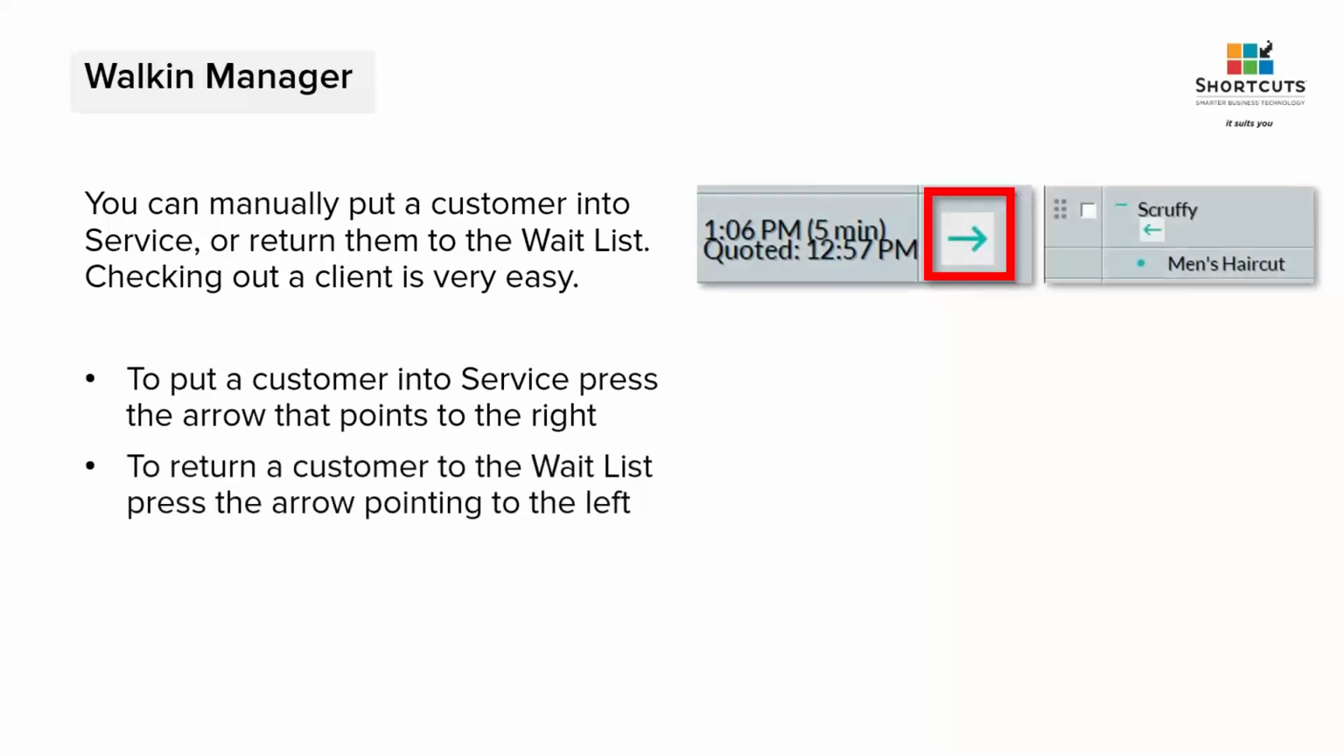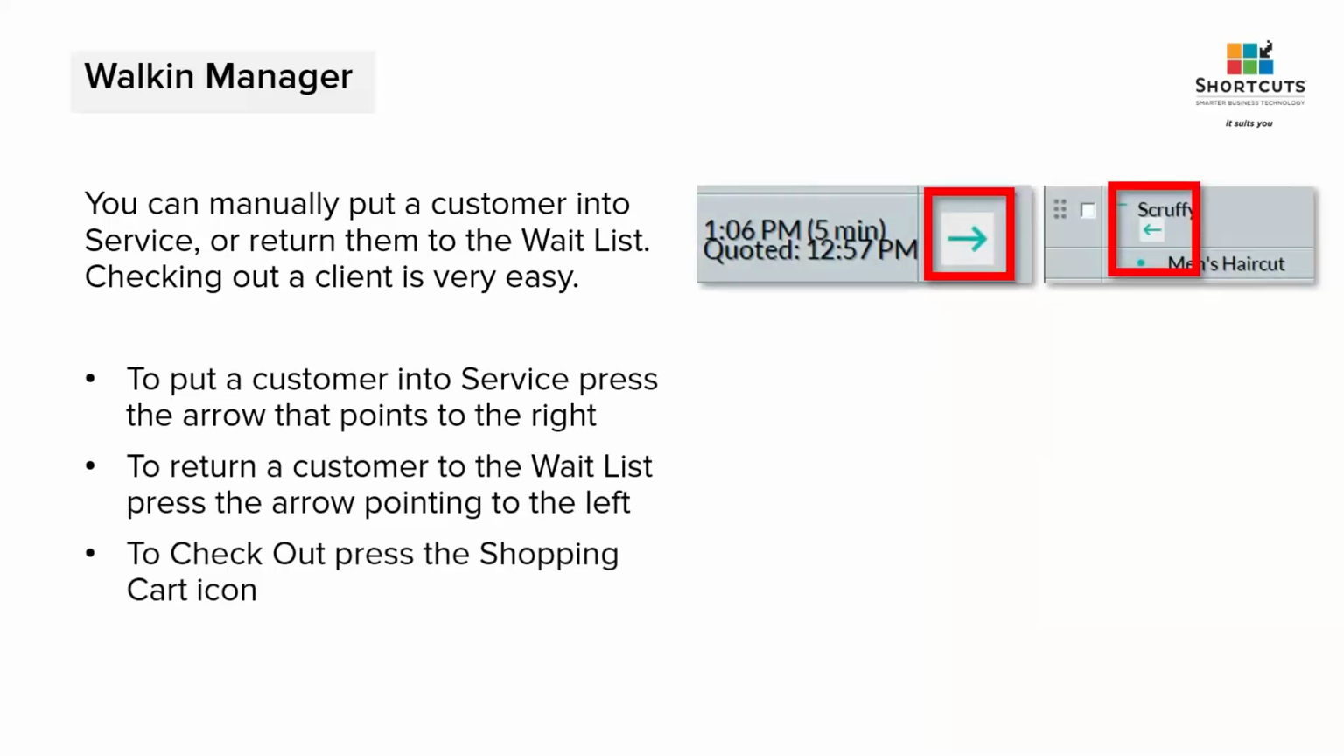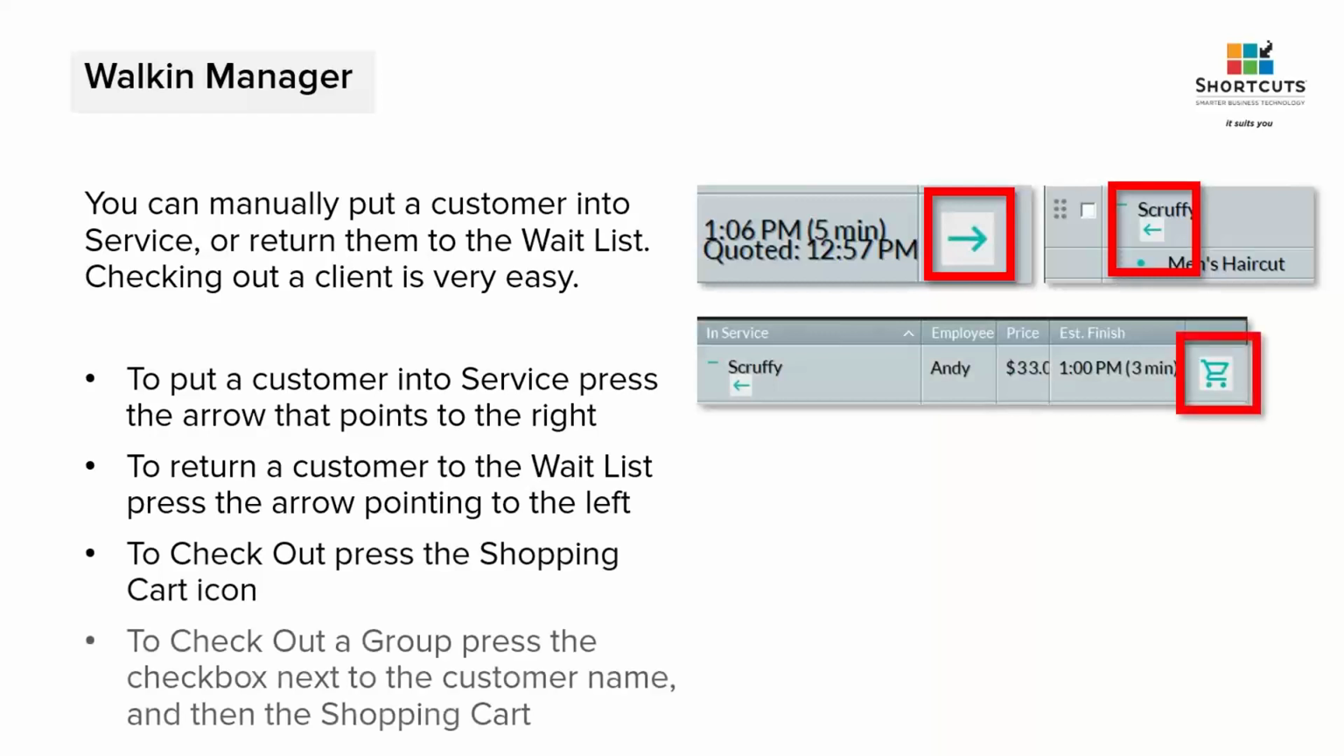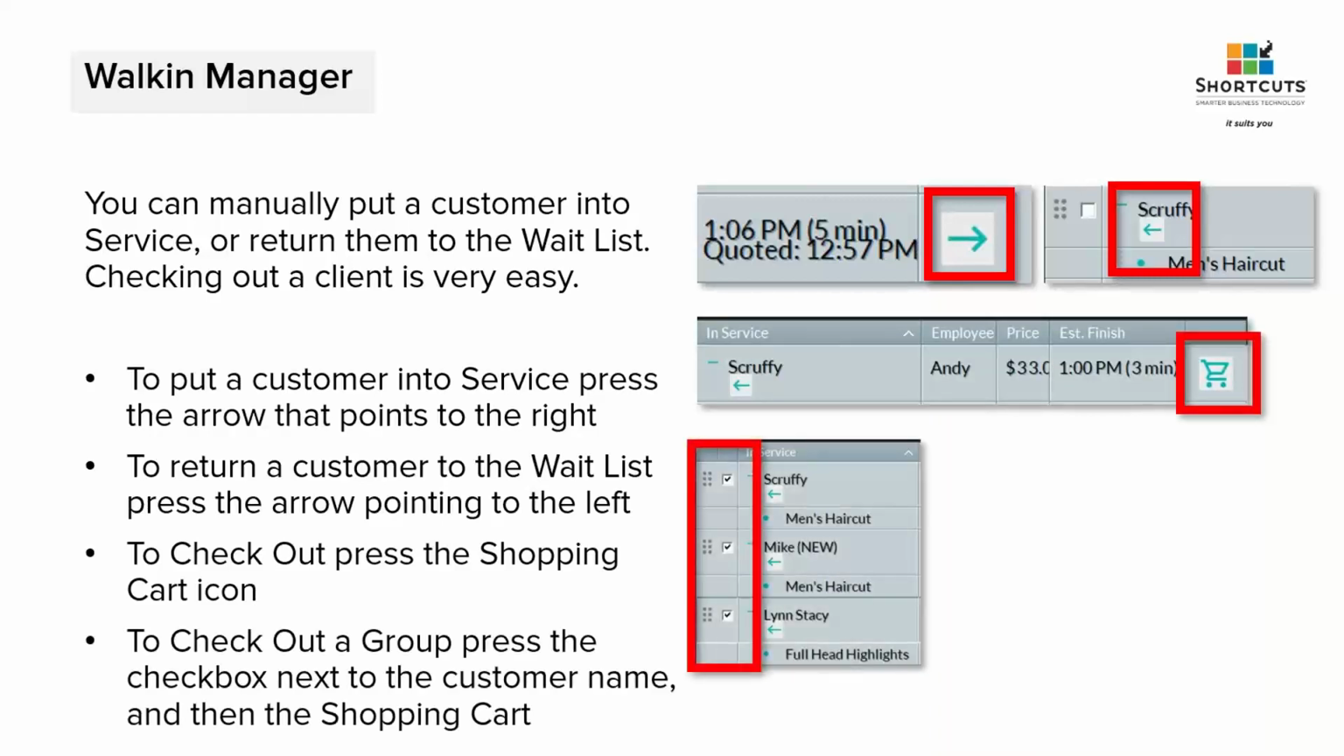Now you can manually put a customer into the service menu and then back into the waitlist or check them out. There's a very quick way to do that. If a customer is in service, you just press the arrow that points to the right. So that takes the customer from the waitlist to the in-service list. And when they're ready to check out, you press the little shopping cart icon. Now, if a customer was about to go in service and they say, no, you know what, I'm going to wait for my favorite, you can put them back on the waitlist. It's very easy. You just press the arrow pointing to the left.